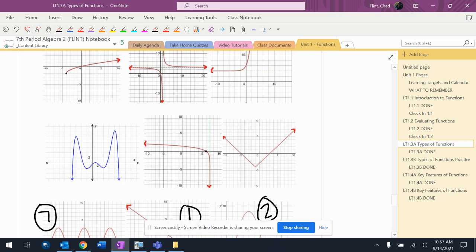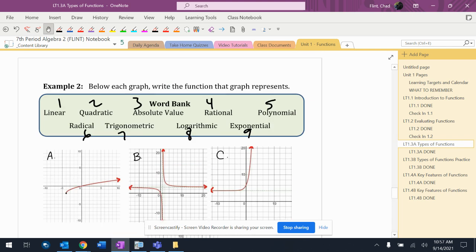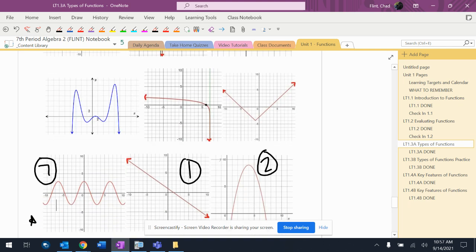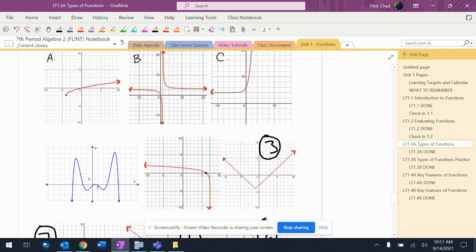All right. There's a V. That has to be absolute value. Absolute value is number 3. So that's absolute value. All right. And then let's see what else I got that looks easy.